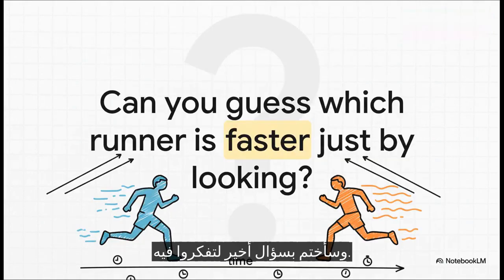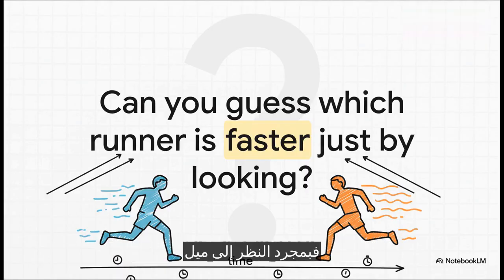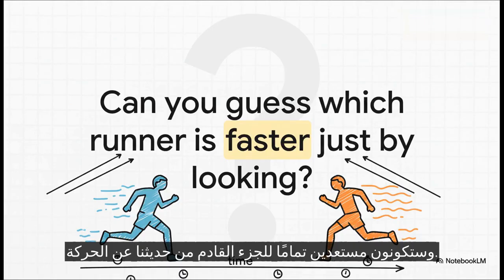And I'll leave you with one last question to chew on. Looking back at our two runners, remember we said the steeper line belonged to runner B? So just by looking at the steepness of those lines, can you take a guess at which runner is actually faster? Think about it, and you'll be way ahead of the game for our next dive into motion.